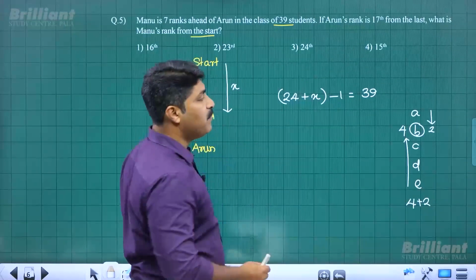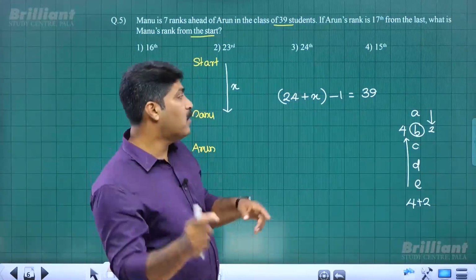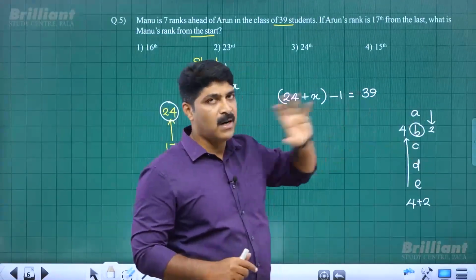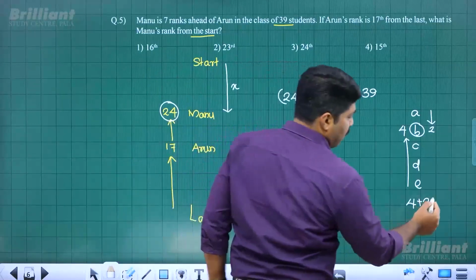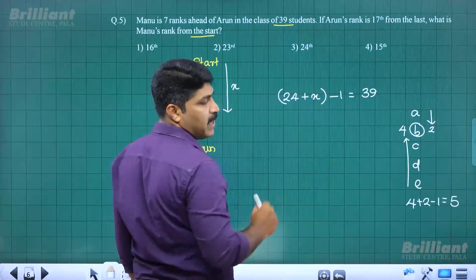That means the rank of a person from the bottom and top, while we are adding them, is one more than the actual number of total persons here. So therefore, this minus 1 is the total number of members. That's the simple logic we are applying here.